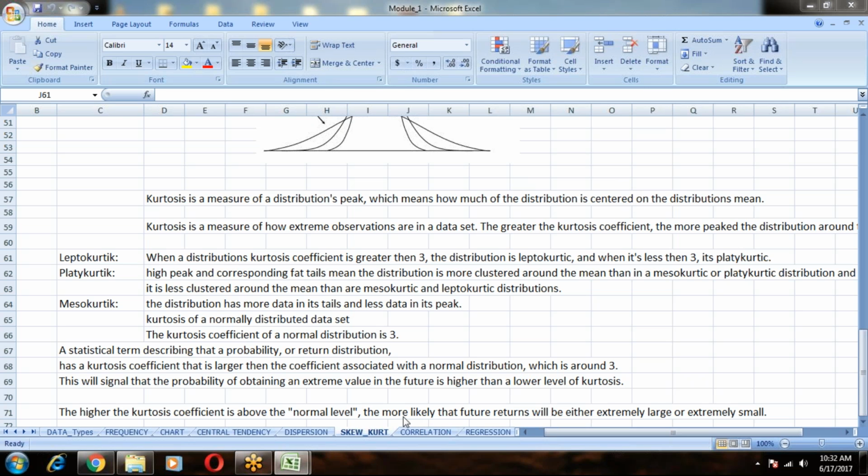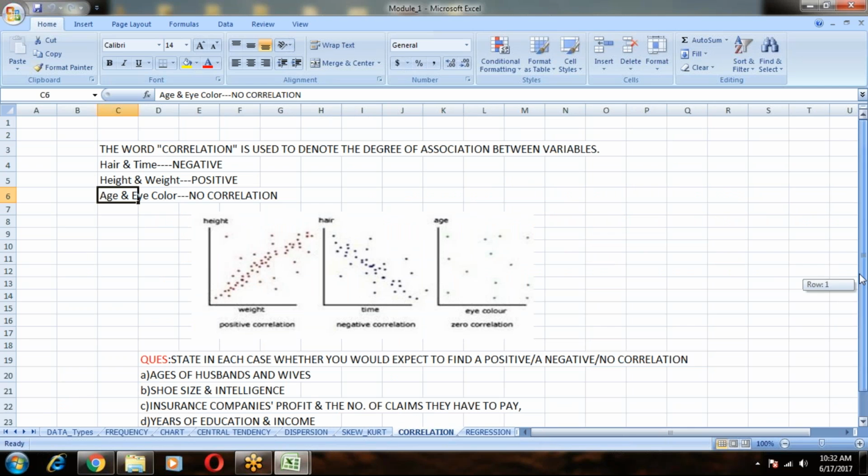Okay. Now let's start our new topic. It's correlation. It's very simple, and I think you people know what it is. Correlation means, suppose we are having two variables.